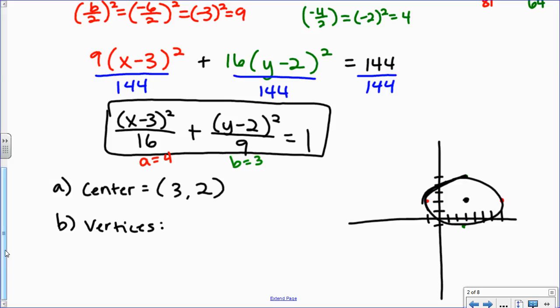Okay. So the vertices are on the major axis. So Olivia, which one's the major axis, the horizontal or the vertical? Horizontal, because that is the bigger one. So these are my vertices. I'm going to label those points. I'm going to write them as ordered pairs so we get their location. So that's 7, 2, and negative 1, 2.